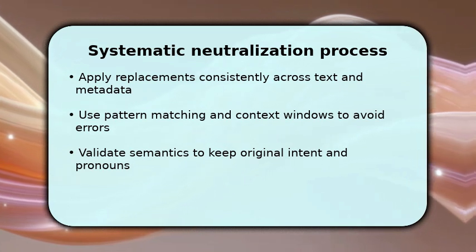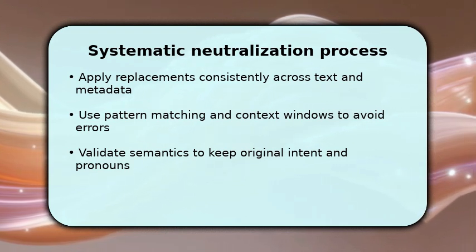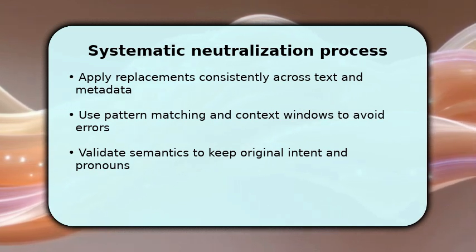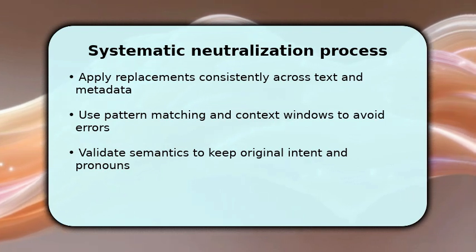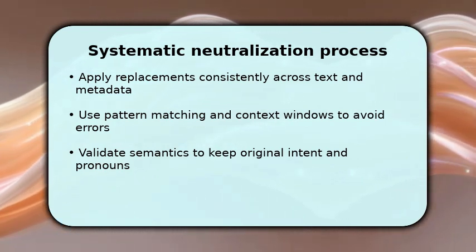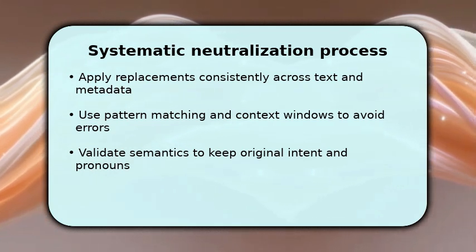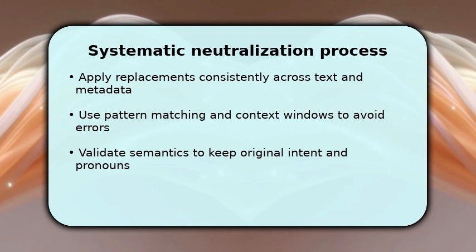Use pattern matching with context windows to handle variations like possessives and titles, and run a pass to fix pronouns and agreement. Once done, perform semantic validation to ensure the original intent remains clear. You are removing messenger cues, not content. If automation misses cases, do a manual pass to correct edge cases and keep conversational flow natural.